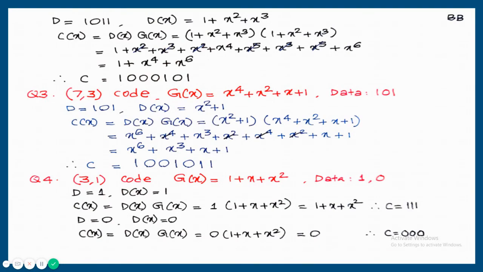Second example is d equal to 1011. D of x is 1 plus x square plus x cube. C of x is d of x into g of x. After multiplication, x square cancelled, x cube cancelled, x raised to 5 cancelled. So final answer is 1 plus x raised to 4 plus x raised to 6. 1, no x square, no x cube, x raised to 4 existing, no x raised to 5, x raised to 6. So this is the non-systematic cyclic code we got for this data bits 1011.